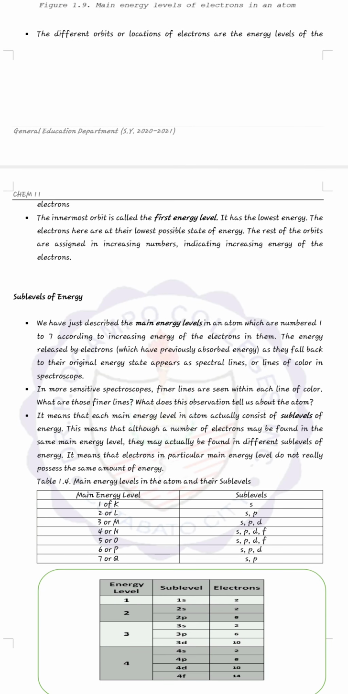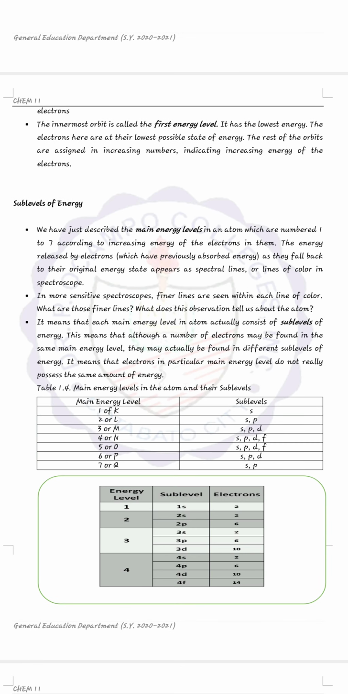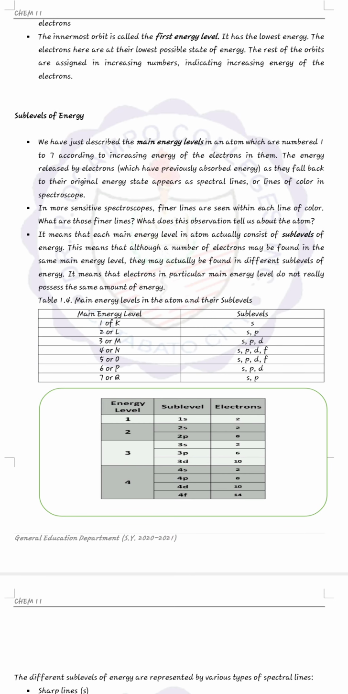So let's go now to the sublevels of energy. I will not read it anymore because you can read it yourselves, and I will explain it in the easiest way, the levels of energy and the sublevels of energy. If there is a main energy level, as we can see, this is the number of electrons for the main energy level. We have 1 for K, 2 for L, 3 for M. So that's it.